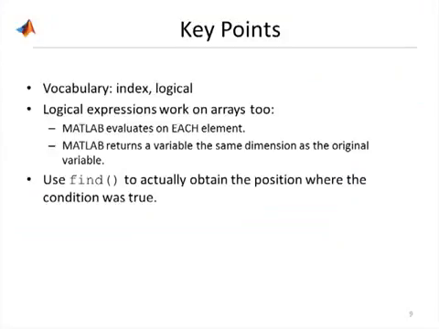As far as vocabulary, we saw index. Indices is the plural of index, but it means the position. Logical is anything that has to do with true and false. Now, logical expressions can work on arrays too. It returns a 1 or a 0 on each element, and it returns a variable that has the same dimension as the original one. It works on vectors and matrices. It uses find to actually obtain the position where the condition was true.